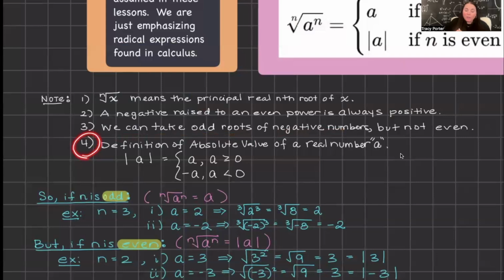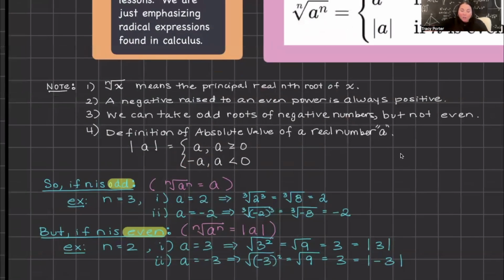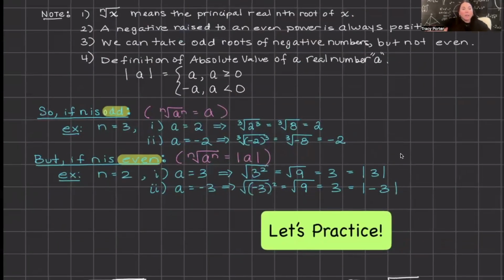And number four here is also just highlighted to make sure that we have the definition clear of the absolute value of any real number a. We say that it's equal to just a itself for a greater than or equal to zero, or the opposite of a for all a less than zero. So if we come down here, we can see, just to make sure we're all on the same page before we look at some examples.